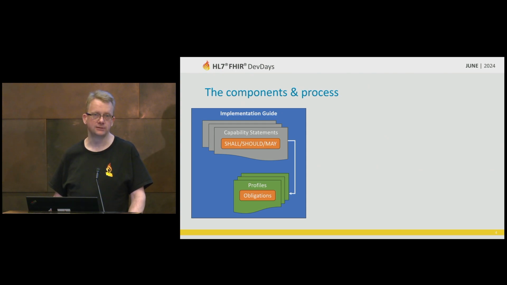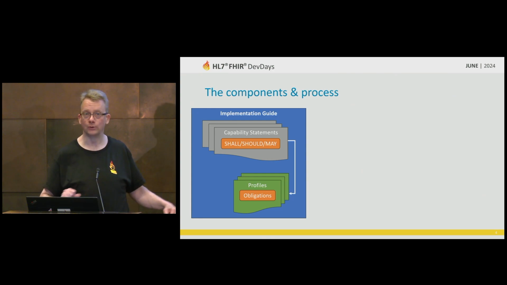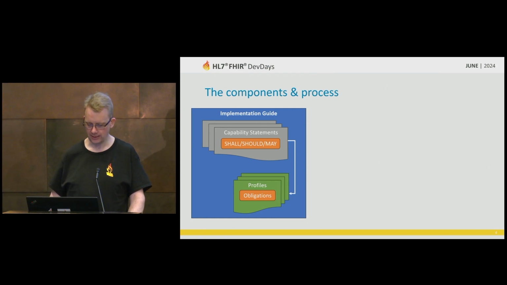And then we have profiles that define the structures. Capability statements are sort of about the flow and the process, and profiles are about the structures. And we now have, although not really in widespread use yet, but starting slowly, the ability to capture obligations within our profiles, which are computable descriptions of the expectations of the systems involved in creating and or consuming data associated with those profiles. So that's our starting point. We presume that those things exist.